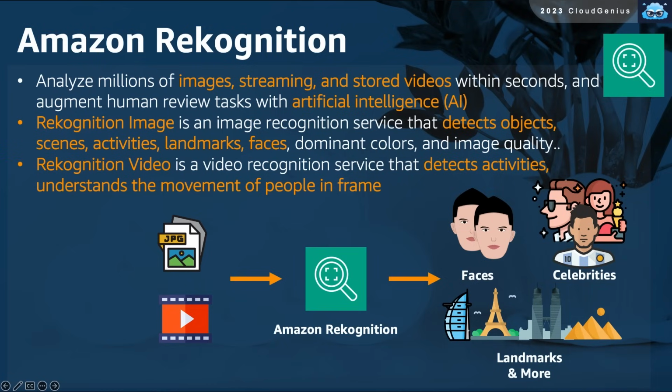Both Rekognition Image and Rekognition Video provide powerful machine learning capabilities with pre-trained models. However, they also allow you to create custom models using your own data for more specific use cases.